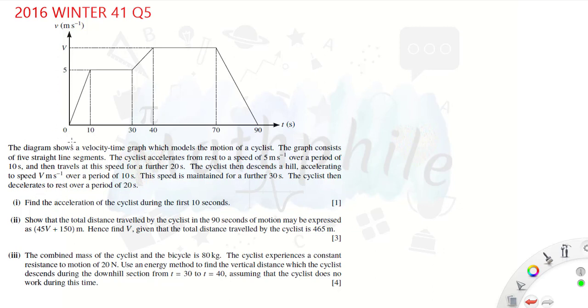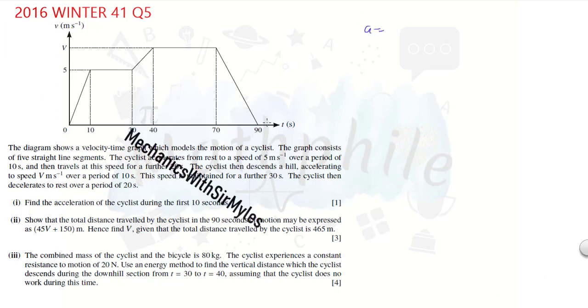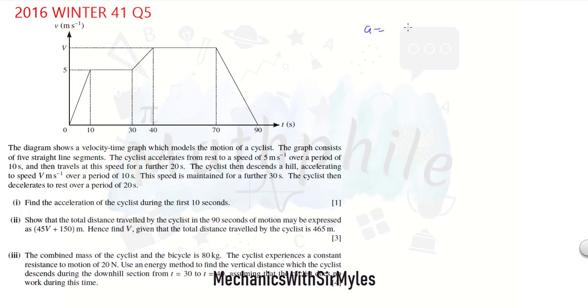So let's find the acceleration of the cyclist. It shouldn't be difficult. I think the acceleration will be 0.5. Let me use a different color, maybe blue. Let me clear this. A is equal to 5 over 10.